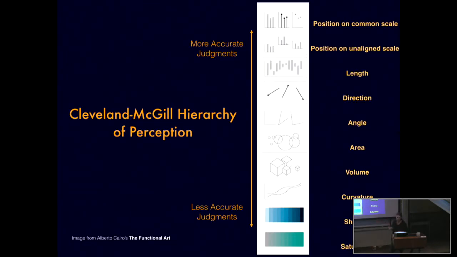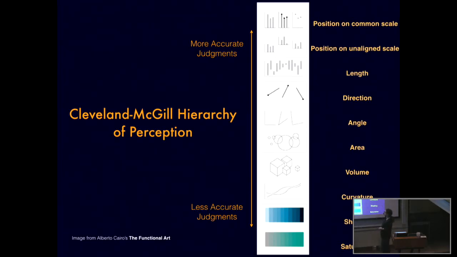Position on an unaligned scale is not as accurate for people to judge, but still they're pretty good. You can sort of tell that the ones on the left are taller than the ones on the right. Length is essentially the same principle, but you're not on a scale. You're just looking at longness of things. Direction, people get a little less good at that. Angle, even worse, all the way down.